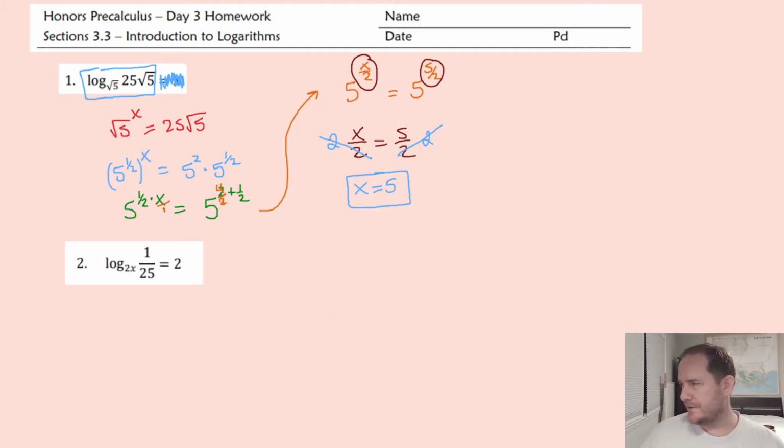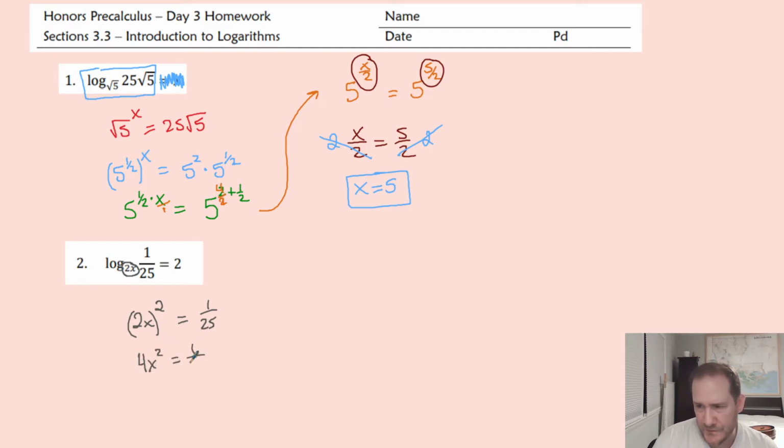It looks like we're going to do the same basic thing with this one. To evaluate a log equation, I'm going to want to first convert it to exponential pretty much every time. So you'll take your base of 2x and you'll raise it to the power of 2. You'll set that equal to 1 over 25. I definitely heard questions about this in class, and it's mostly because people tried to divide by 2, but you're forgetting you're raising this entire base to the power of 2. So this 2 needs to get squared and become a 4. This is really 4x squared equals 1 over 25.